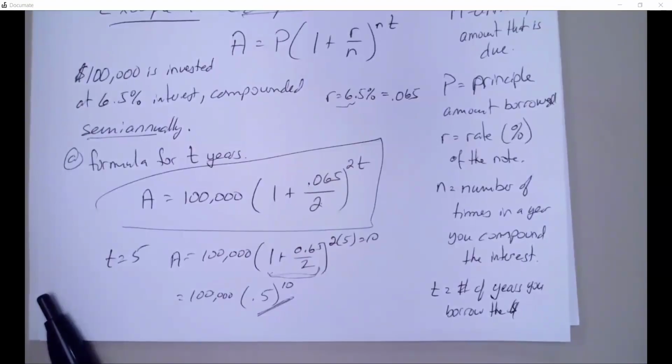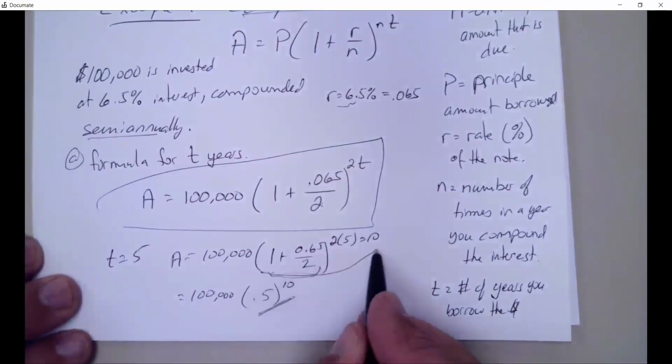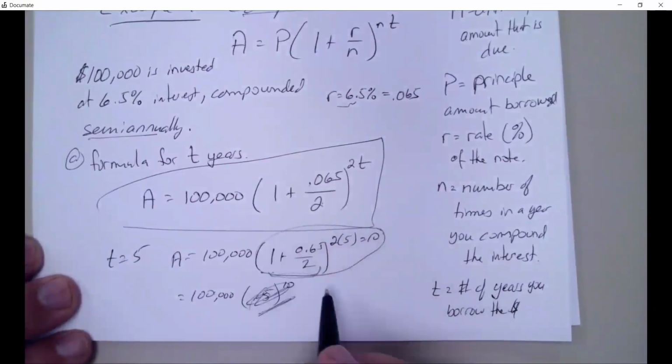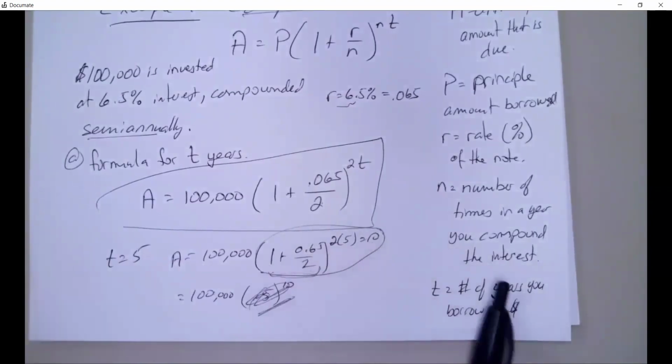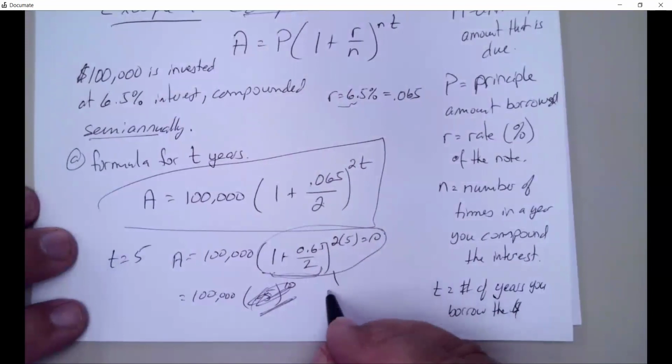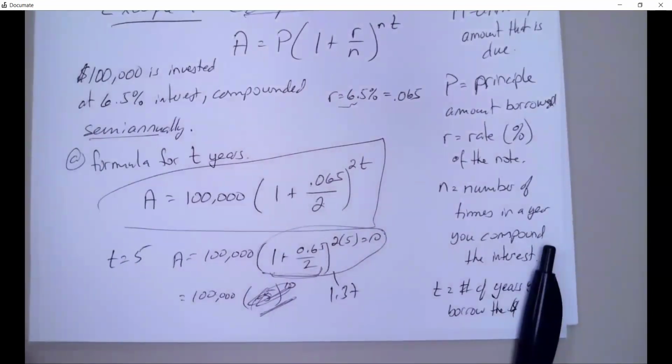1.4. Yeah, but I'm working the whole thing out. So I'm sorry, I don't have it on the screen. What I've just done so far is this part: 0.065 divided by 2 plus 1, to the power 10. That is equal to something like 1.378689. Now I multiply it by 100,000.